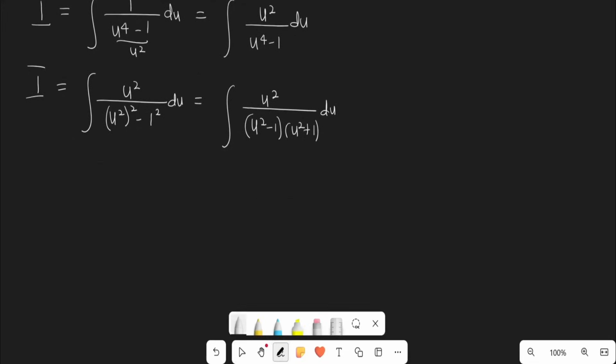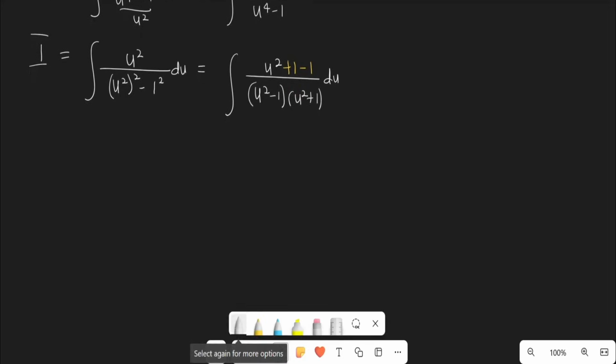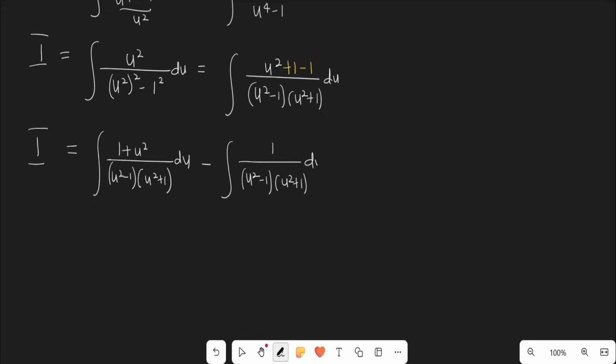Alright, here I'm going to add 1 to the numerator and then subtract 1. That's like the camel principle. The net effect is 0, so the integral is preserved. So we have I as the integral of 1 plus u squared, divided by u squared minus 1 multiplied by u squared plus 1 du. I'm now splitting the integral into two different integrals, minus the integral of 1 all over u squared minus 1 multiplied by u squared plus 1 du.